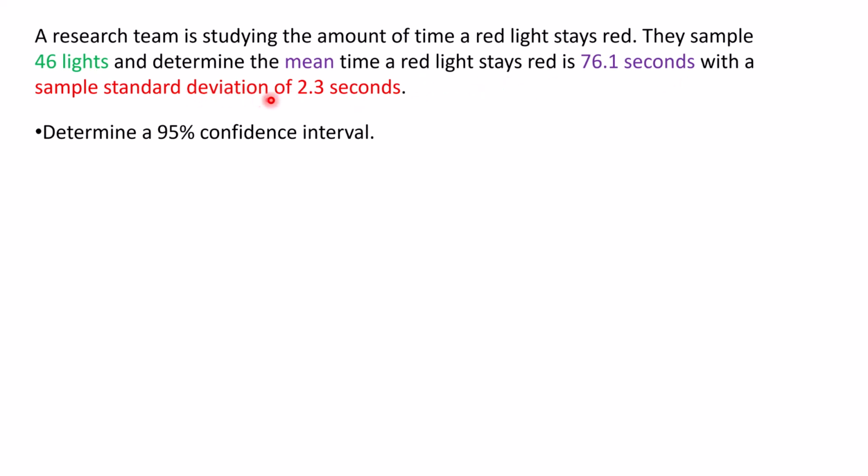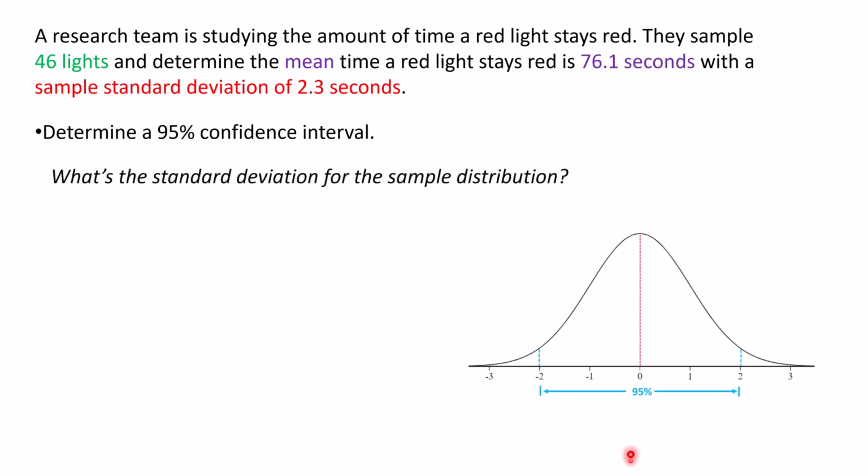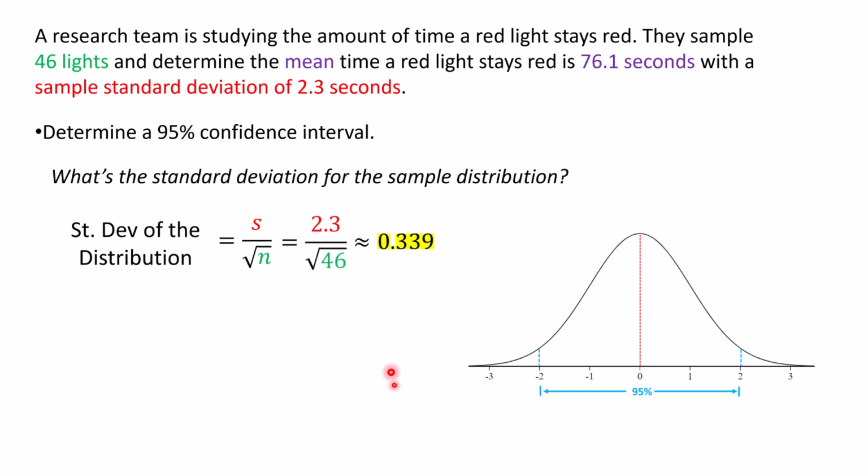And we have a sample standard deviation here as well. To come up with the 95% confidence interval, we need the standard deviation of the distribution first. What I mean by that is we need the distance from the center to one standard deviation below the mean to one standard deviation above the mean. To come up with that, we're going to use our formula right here, which is the sample standard deviation divided by the square root of the sample size. We have both of those pieces of information. We plug it in and we get the standard deviation of this distribution right here.